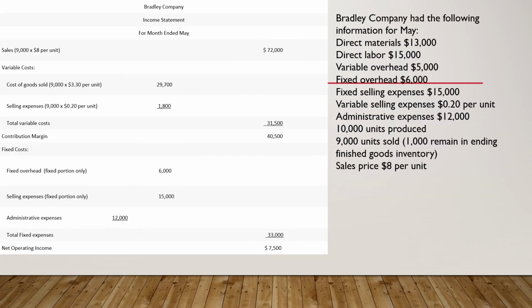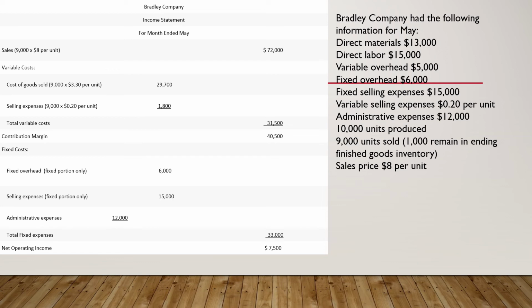So we can come up now with the income statement of Bradley Company. First, we can compute for the sales. So how many units were sold? It's 9,000 times 8 sales price per unit. So 8 times 9,000 is 72,000, less the cost of goods sold, which is 9,000 units sold times 3.3, which is the product cost per unit, is equal to 29,700.